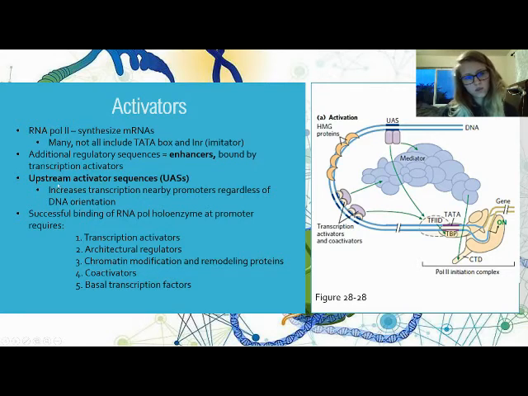Other sequences include the upstream activator sequences, UAS. These can be hundreds or thousands of base pairs upstream from the transcription start site. They increase transcription from nearby promoters regardless of the DNA orientation. Successful binding of the RNA polymerase holoenzyme at a promoter requires the transcription activators, architectural regulators, the chromatin modification and remodeling proteins, which I had already mentioned, coactivators, and the basal transcription factors, which I will get into in a bit.